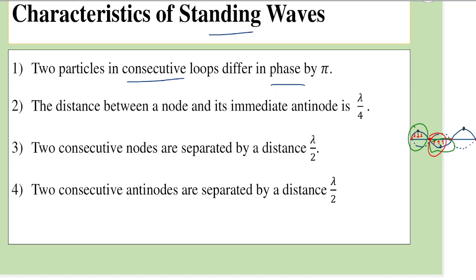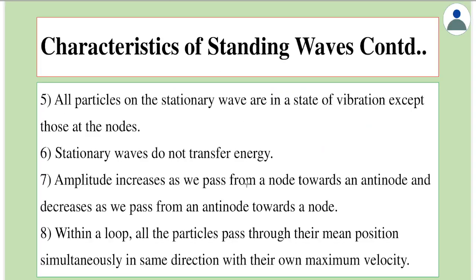The second property is already learnt. The distance between a node and its immediate or next antinode is lambda by 4. We have already studied this. Next property is two consecutive nodes are separated by a distance of lambda by 2, which also is learnt. Two consecutive antinodes are separated by a distance of lambda by 2, and that also we have studied.